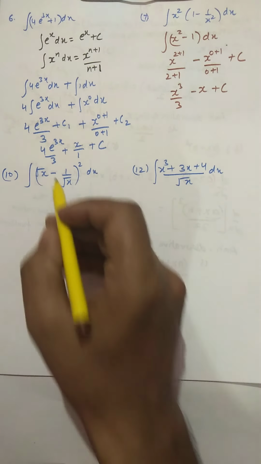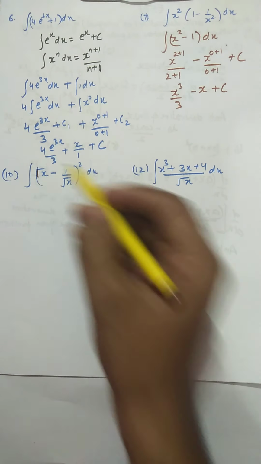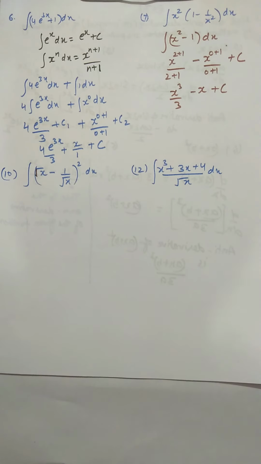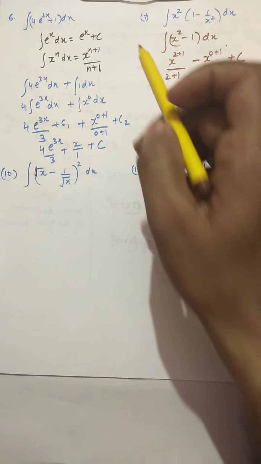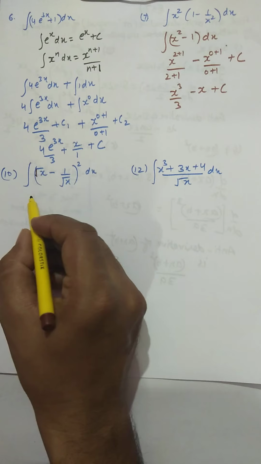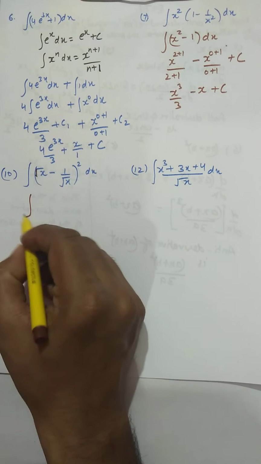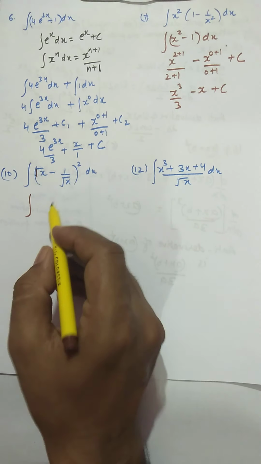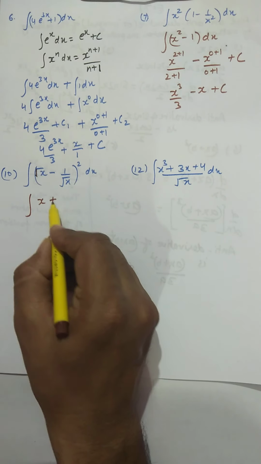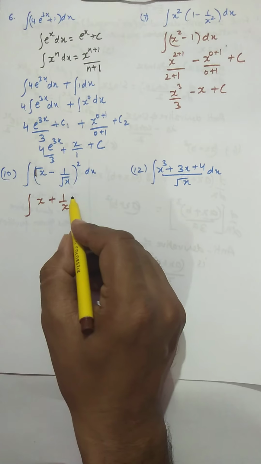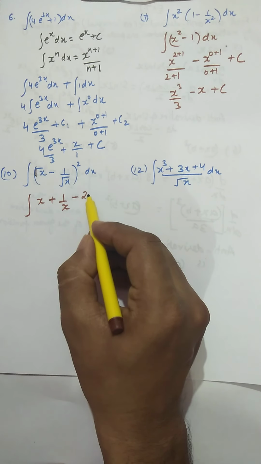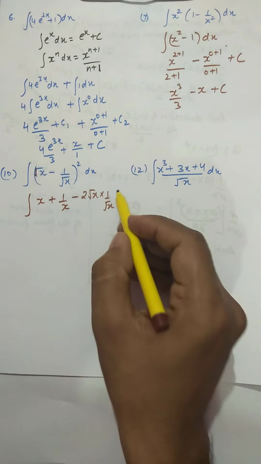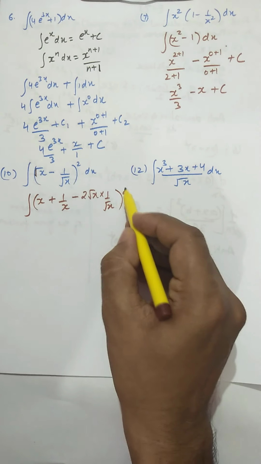Now come to this question. This is the integral of (root x minus 1 upon root x) whole square. So you cannot apply here any formula that I gave you directly. So you have to just simplify this first. You open this bracket, a square plus b square minus 2ab formula. So this is x plus this is 1 upon x, and this is going to be minus 2 into root x, and this is 1 upon root x, and you can write here dx.